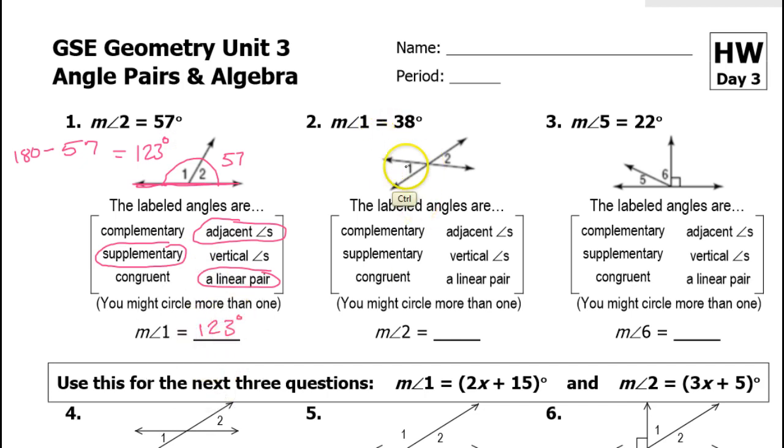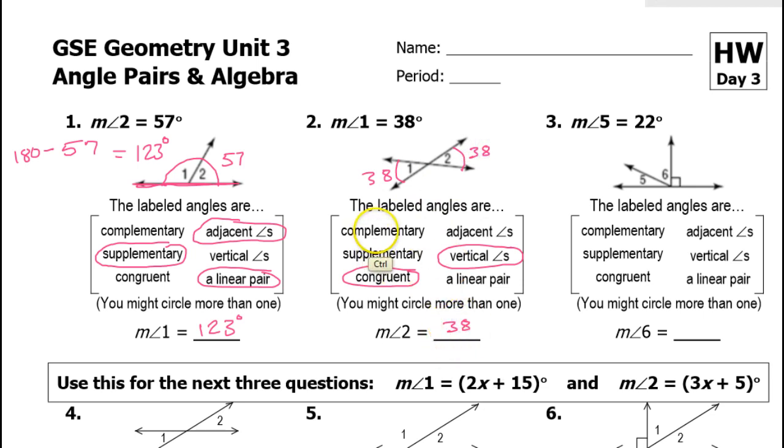Problem number 2. The first thing that pops into my head, these are vertical angles. When you have intersecting lines, these angles that are right across from each other are called vertical angles. And vertical angles are always congruent. So if angle 1 is 38 degrees, then the measure of angle 2 is also 38 degrees.